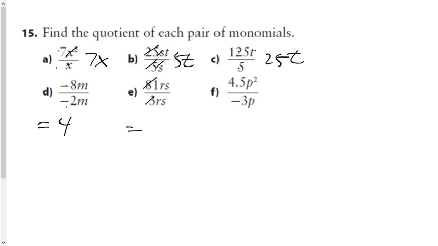81 divided by 3 is 27. R divided by R cancels out. S divided by S cancels out. Your answer is just 27. And 4.5 divided by negative 3 is negative 1.5. P squared divided by P is a lonely old P, and you're done.